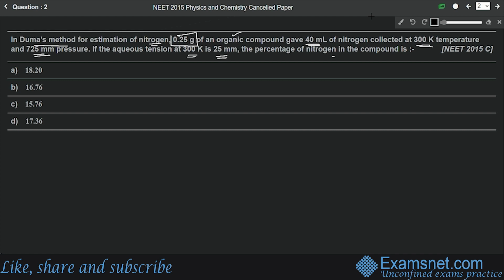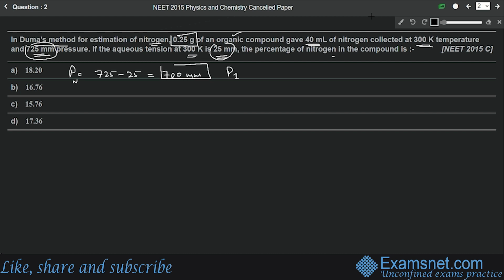Okay. The total pressure is given as 725 millimeter, right? And out of that, aqueous tension is 25 millimeter. So the pressure of nitrogen gas will be 725 millimeter minus 25 millimeter. We'll subtract the aqueous tension from the total pressure. That will be the pressure of the nitrogen gas, that is 700 millimeter. So this is the pressure. Let's say this is P1. This is the value of P1.